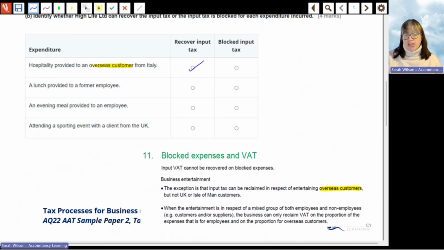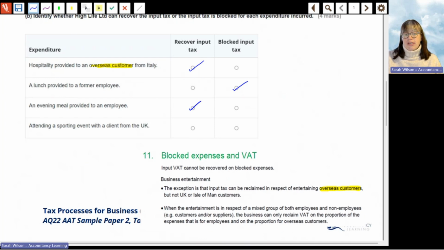So lunch provided to a former employee. So again, it's business entertainment, but they don't work for the firm anymore. So you wouldn't be able to, that would be blocked. An evening meal provided to an employee. So that's say perhaps the employee has stayed away on business duties and they've bought an evening meal. You can claim the input VAT for that one.